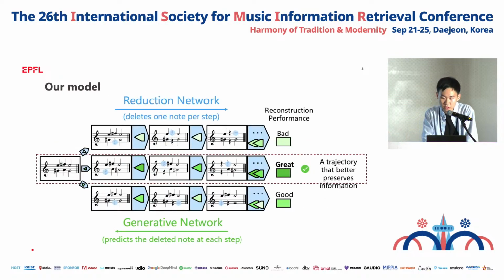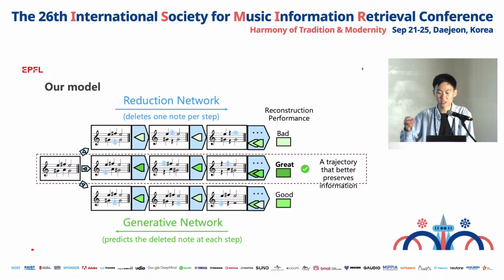So how do we build such a model? Our idea combines denoising diffusion and reinforcement learning. Instead of the traditional random data corruption process in denoising diffusion, we want to find a trajectory that better preserves information to the later stages of data corruption. Our model is built from two cooperating networks, a reduction network and a generative network.